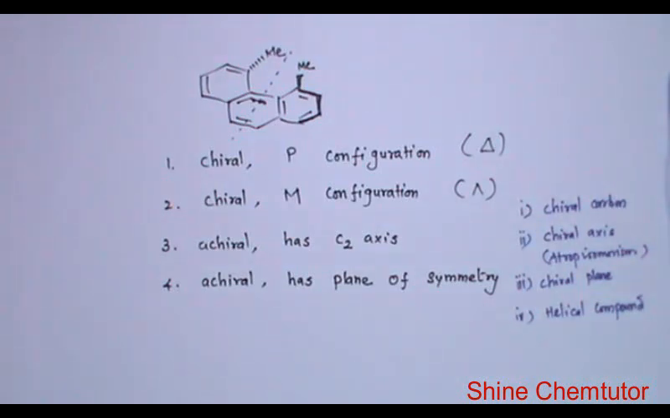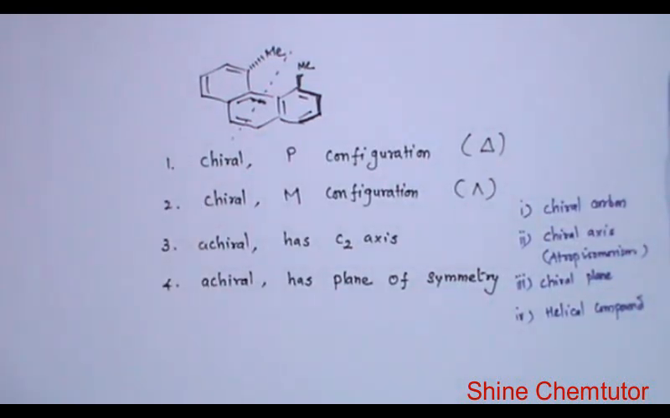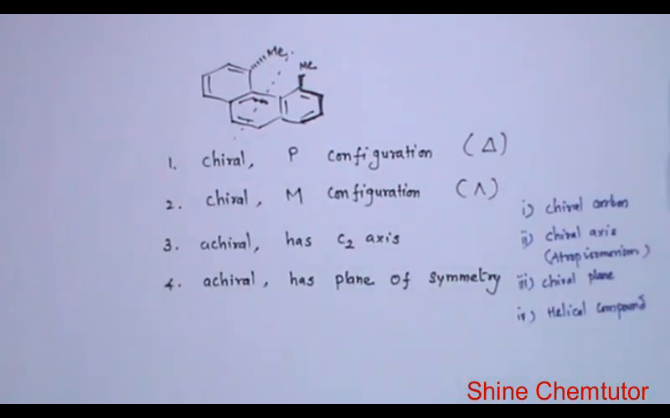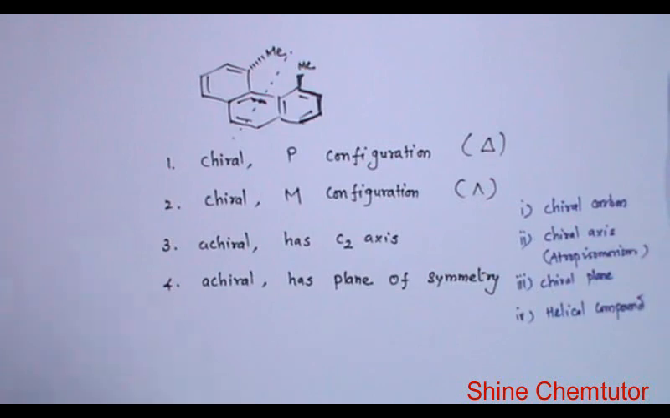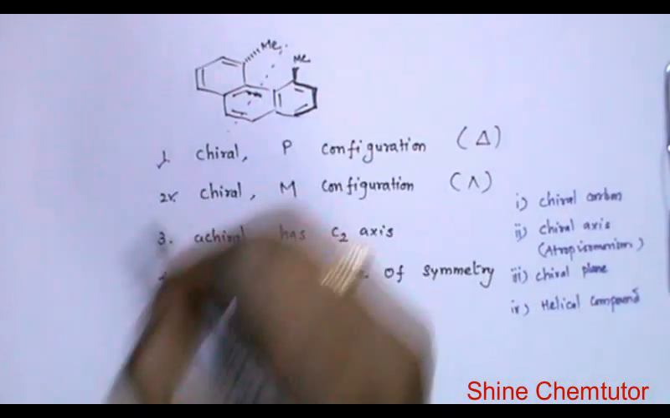Regarding this compound, they are given 4 statements. The first one, the compound is chiral and the configuration is P. The second one, it is M configuration. Third and fourth, the compound is achiral. It has C2 axis. It has plane of symmetry. Already we have seen this compound is optically active. So it is basically a chiral molecule.